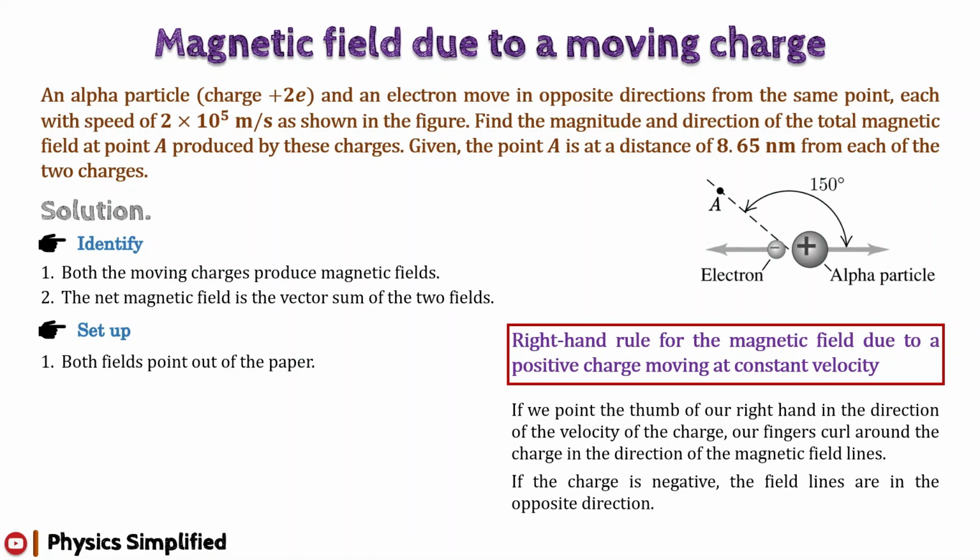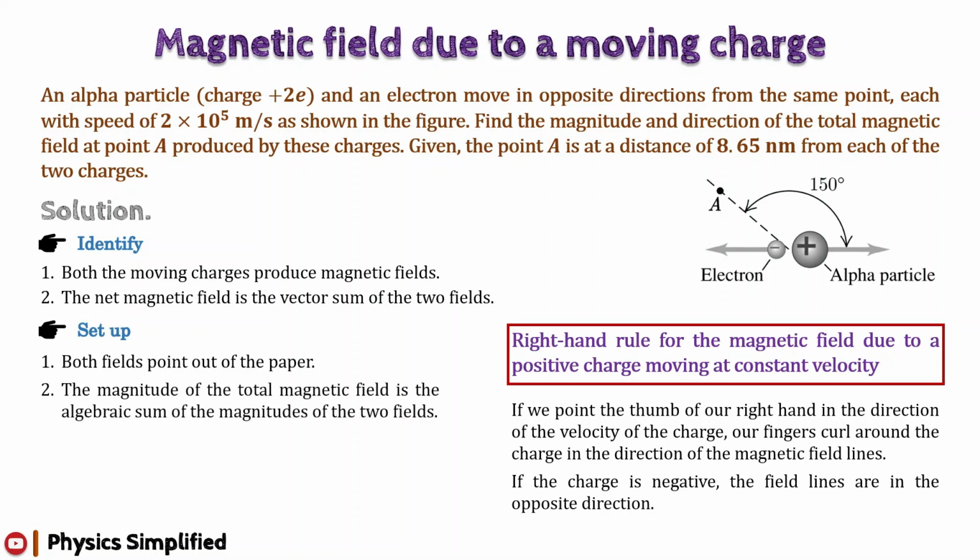So, the magnitude of the total magnetic field is equal to the algebraic sum of the magnitudes of the two fields. Therefore, mathematically, B_total, which denotes the total magnetic field, is equal to B_alpha plus B_electron. The two terms on the right-hand side of the equation represent the magnitude of the individual fields created by the alpha particle and the electron respectively. Let us now build up the final equation using the said concept.